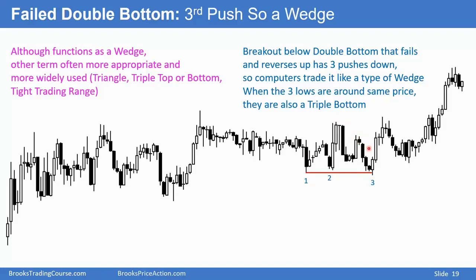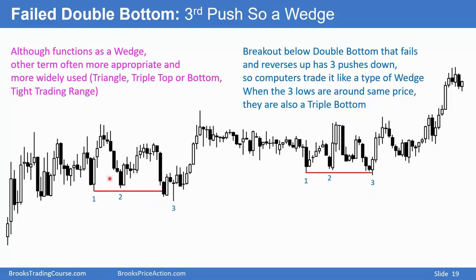I could have drawn a line across here. You can call it a triangle, you can call it a wedge, but it's the same forces that a wedge has, 3 pushes down. So if you get a breakout below a double bottom and it reverses up, its function is the same as a wedge, and you look for a reversal up. Here, in a tight trading range, you're not looking for much of a reversal. It turns out we got a pullback and then a second leg up. But in general, a breakout below a double bottom that reverses up is a type of wedge because it's 3 pushes down and all 3 reversed up.